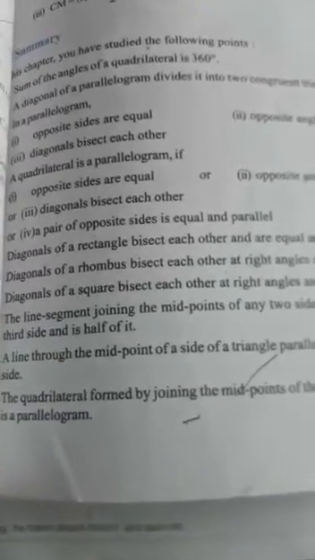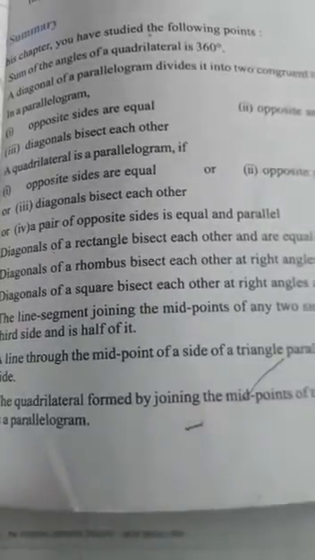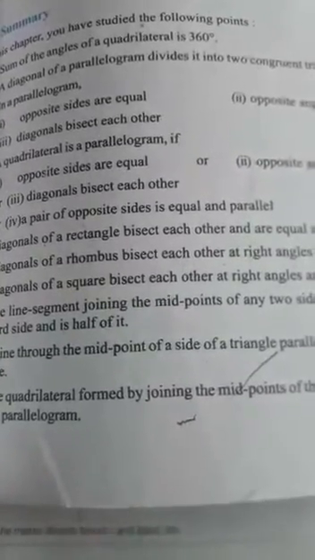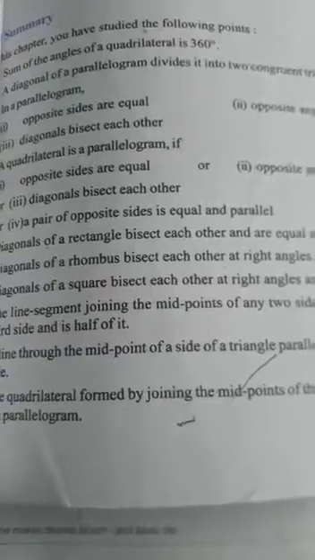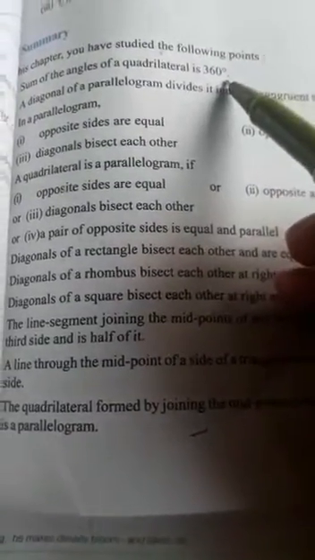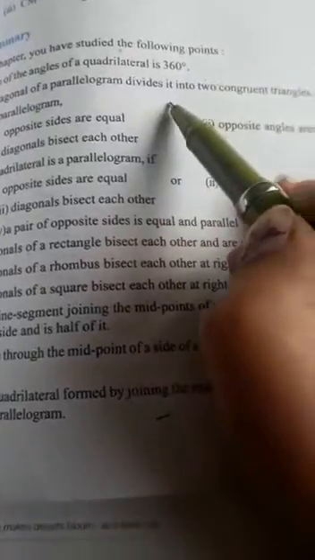All of you know about the quadrilateral, that a four-sided closed figure is known as a quadrilateral. In a quadrilateral there are four sides and four angles. The sum of the angles of a quadrilateral is 360 degrees. Next, a quadrilateral has five types.